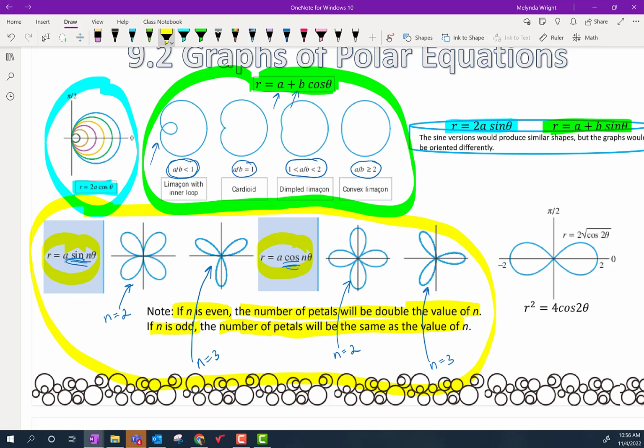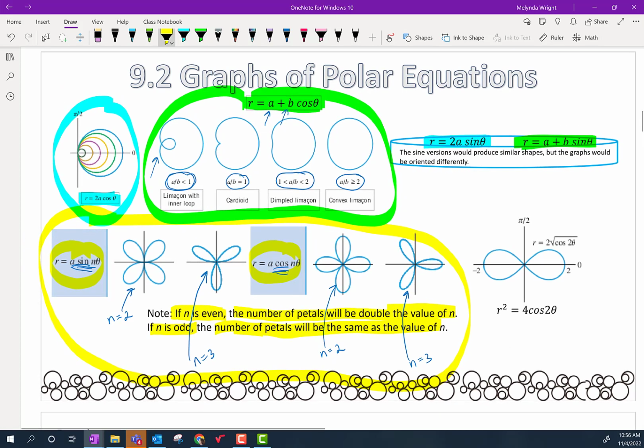There really are 4 types of graphs we're going to do today: the circles, the cardioid-like graphs, the roses, and this last one, which is actually a little strange. This is a bit weird because it's an r squared. So with this one, let's just focus on this scenario. It's r squared.